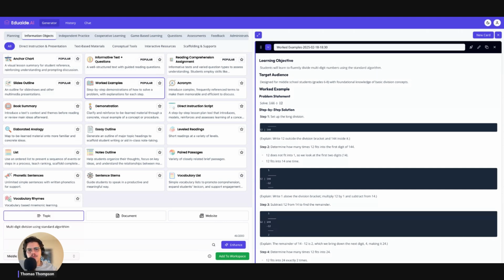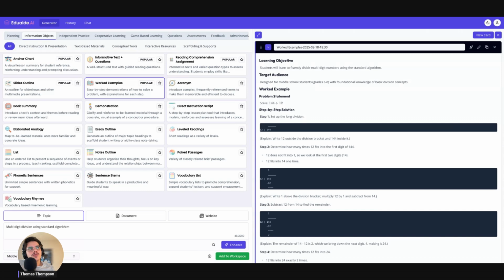I've linked a blog post down below with much more details on worked examples. Feel free to check it out if you're interested in some of the key research findings or some of the practical classroom applications. But now let's look at Eduade and how our worked example tool bridges research and practice.